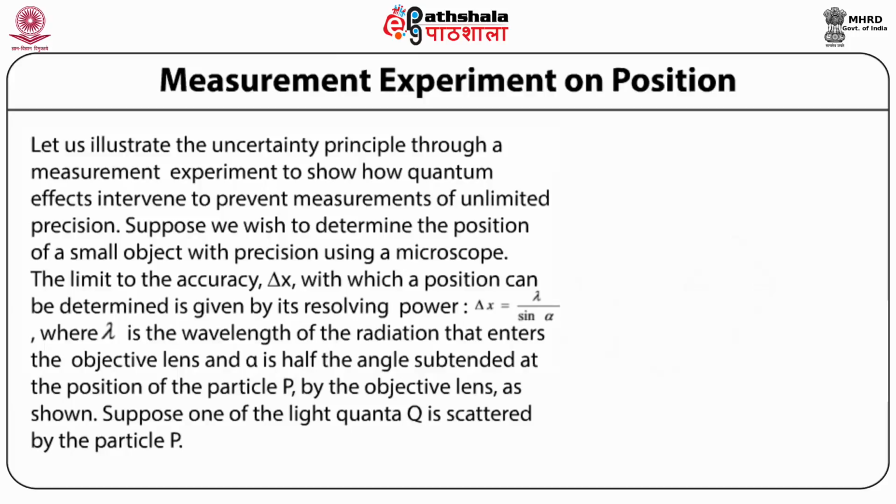Now suppose one quanta of light, quanta q, is scattered by the particle. Now what happens over here is that whenever a light quanta strikes the particle, it imparts a certain momentum to the particle. And this momentum that is imparted to the particle is of the order of h by lambda, where lambda is the wavelength of the radiation that is hitting the particle.